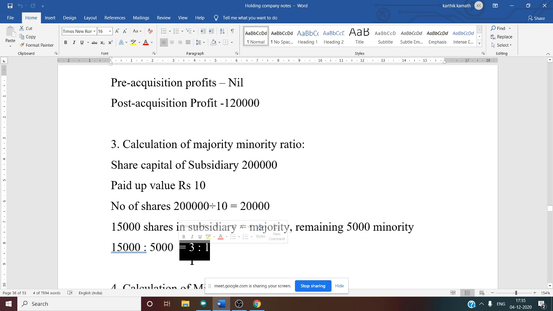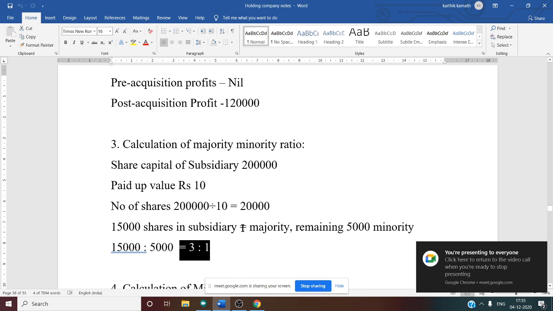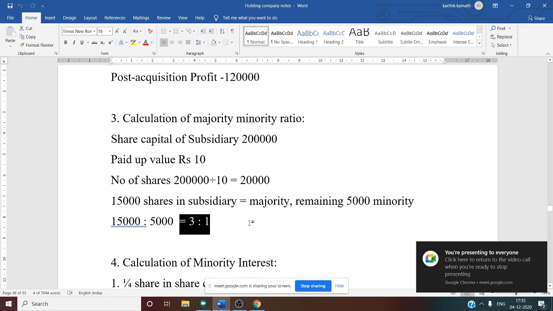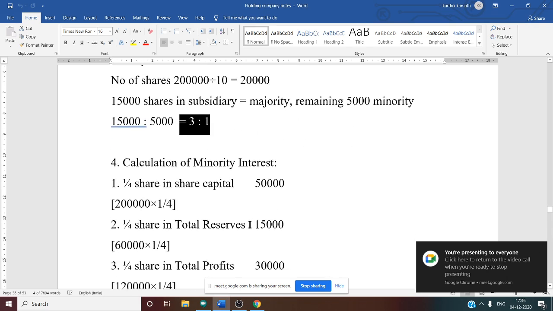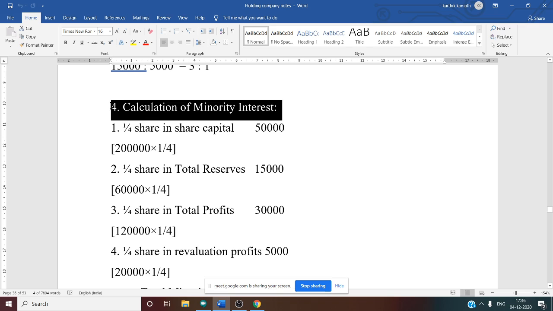Now 3 plus 1, there are 4 units. We want it in fraction. So the majority fraction is 3/4. What about the minority fraction? The minority fraction is 1/4. Yes. Now after knowing the fraction, we can easily calculate the majority and minority interest. So now let us see the calculation of minority interest.